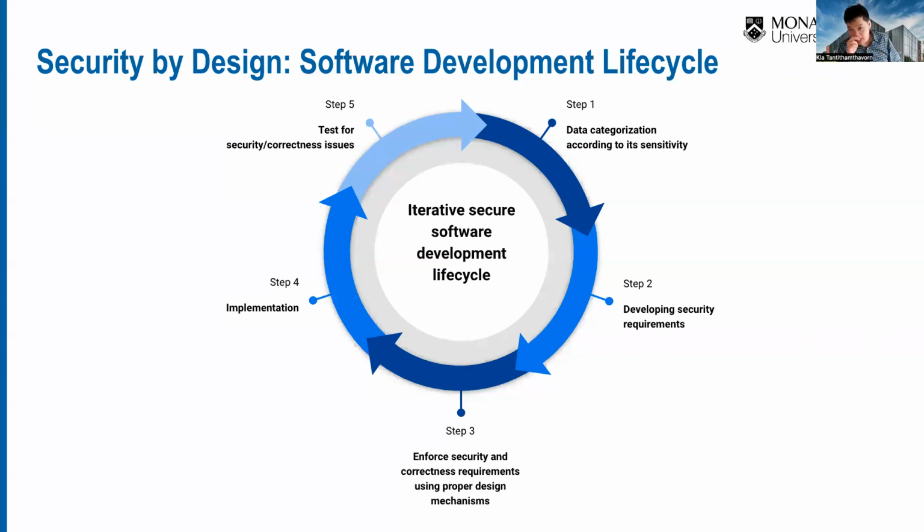So the first step here, we need to think about the data categorization according to its sensitivity. When we define the variables in the program, whether it is a username, a password, or just a dumb variable. And then we need to develop the security requirement. We need to enforce the security and the correctness requirement using proper design mechanism. We start implementing, and then we need to test for the success as well. Test for the security issues and the correctness issues. This is how we integrate the security aspect throughout the software development lifecycle.